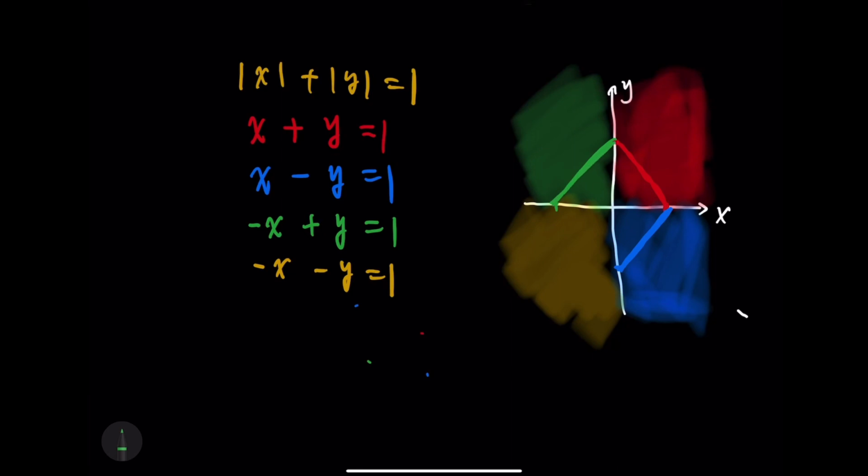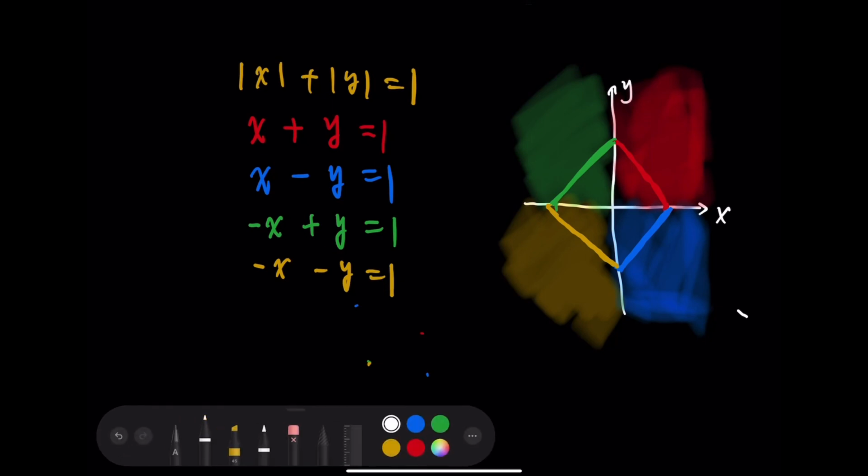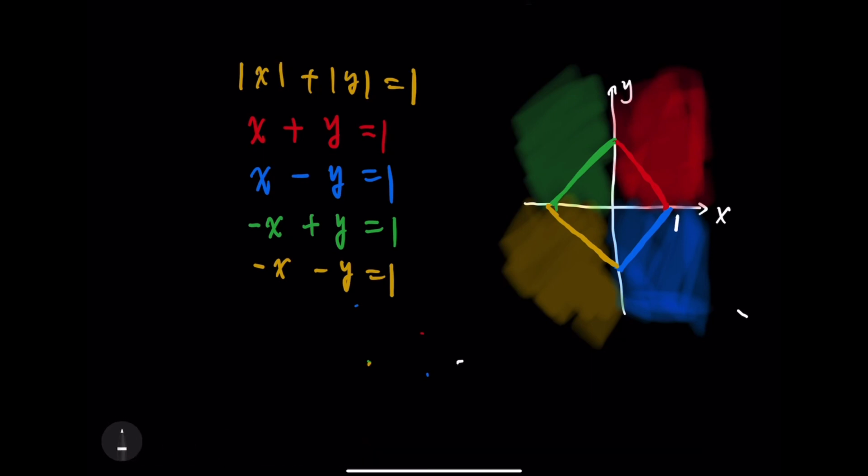Okay, last one, the yellow section. Both x and y are negative, so it's in the yellow. And the x-intercept would be -1, and the y-intercept would also be -1. So it's going to be like this, this is my last one. So you can see I actually made a square with the x-intercepts and y-intercepts at 1 and -1.